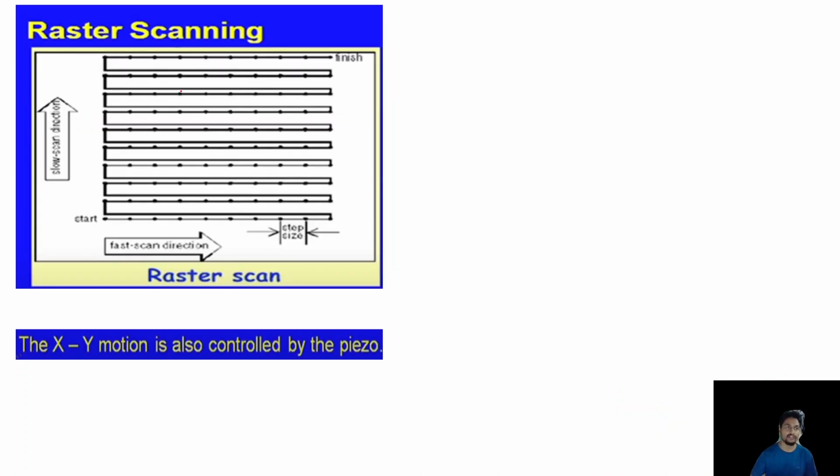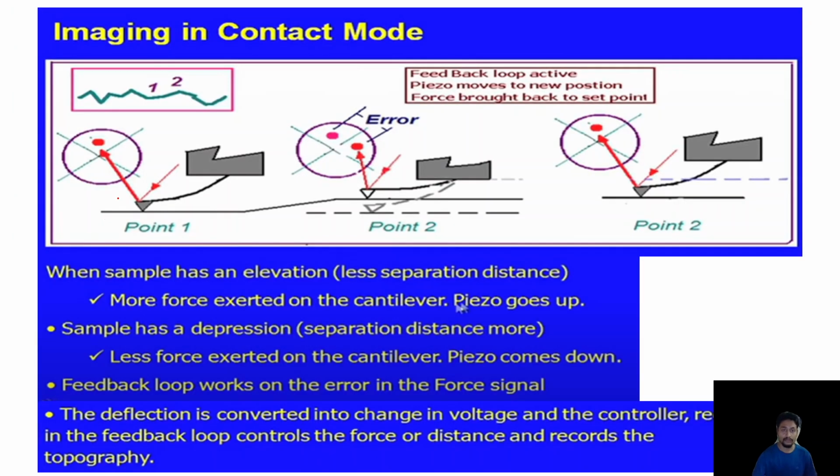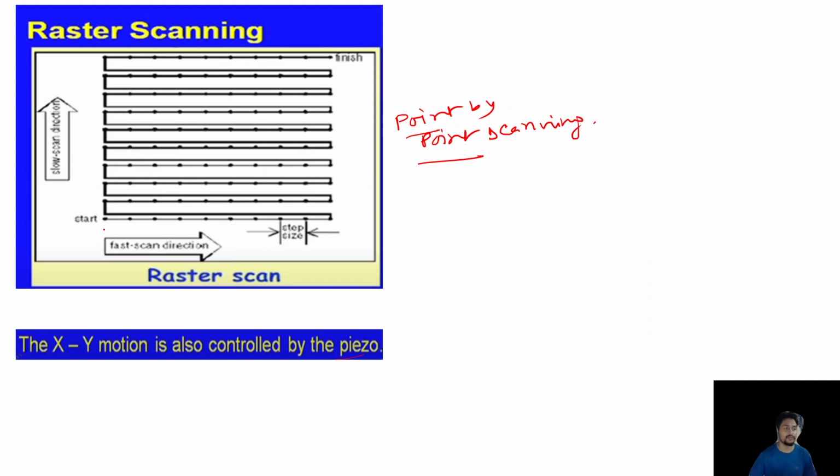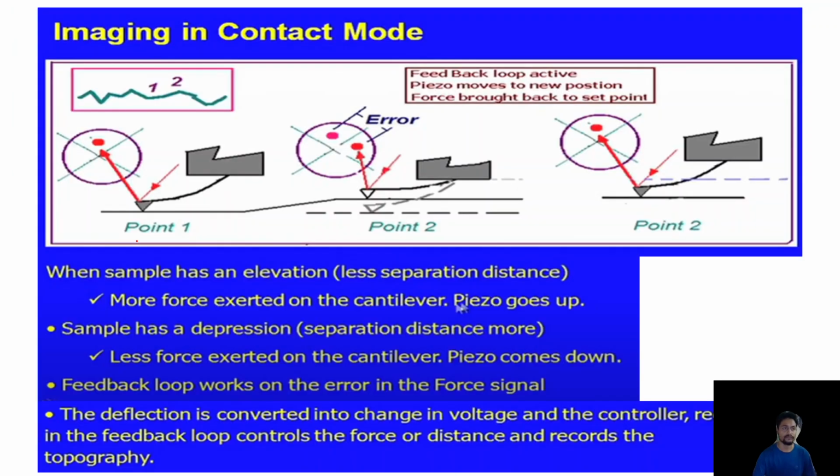Okay, so this is the basic idea of alignment. And what is raster scanning? Normally, raster scanning is nothing but point by point scanning, right? This is called raster scanning, and that is also controlled by the piezo. So at first, let's say it starts from this point, and it moves towards this, then comes back to this and this. So this is the scanning mode.